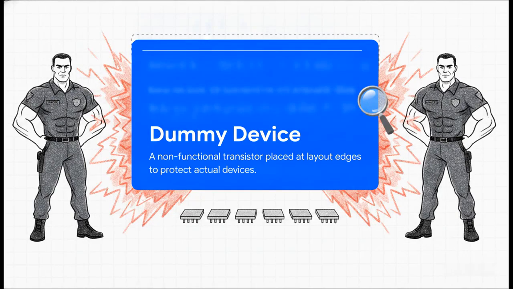So to solve this, we bring in the dummy device. This is a completely non-functional transistor placed right at the layout edges. Its only purpose in life is to protect the actual functioning transistors from those harsh edge effects. I want you to picture a tough security guard. They don't participate in the circuit's operation at all. They just stand on the outside and take the hit from the manufacturing variations so the real devices inside remain completely unbothered and perfectly matched.